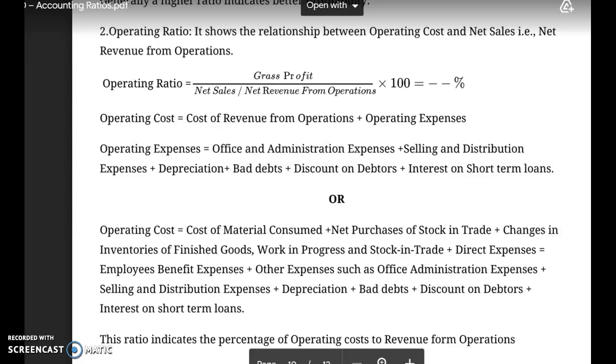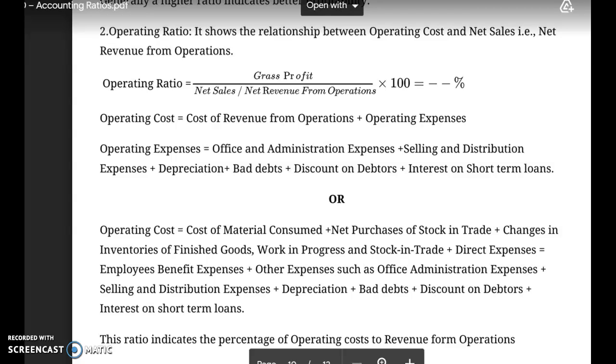Now understand what we mean by the operating cost or the operating expenses, because for net sales and net revenue we already know that it is the amount of sales. Now what is operating cost? Operating cost comprises two important elements: one is cost of revenue from operations and the other is operating expenses.